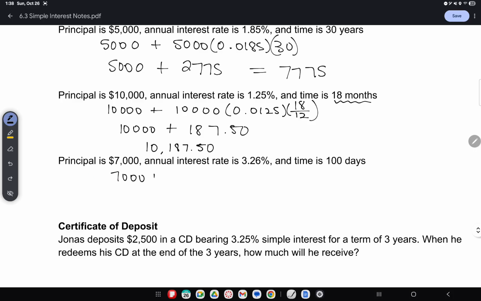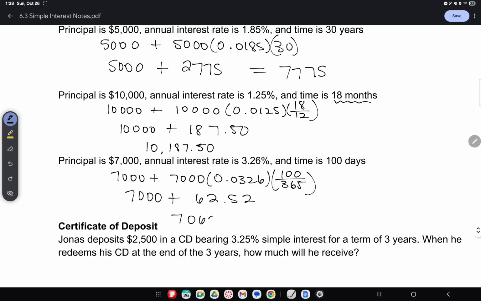We have 7,000 plus 7,000 times 0.0326, and then 100 days. So 100 out of 365. So 7,000, and the interest, I'm going to round, is $62.52. So a grand total of $7,062.52.